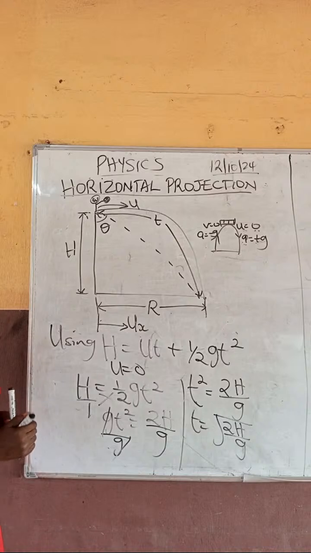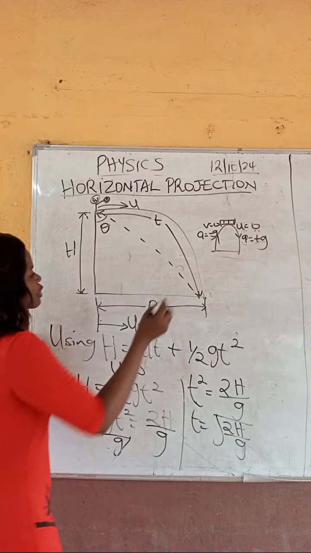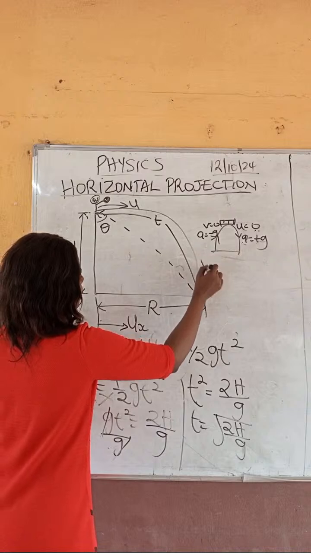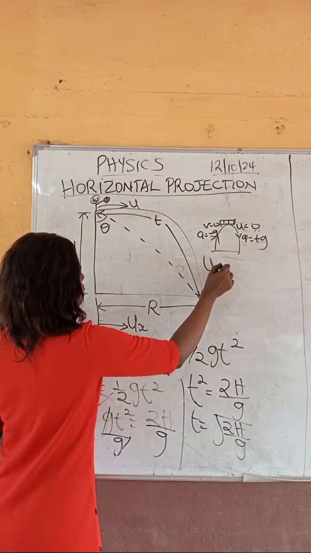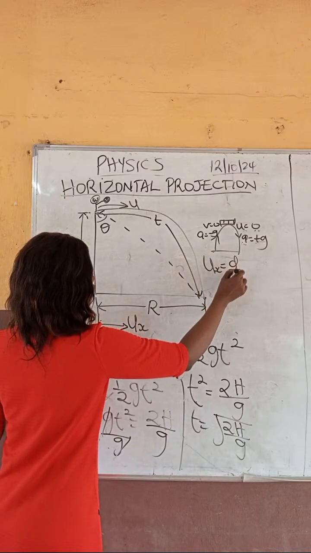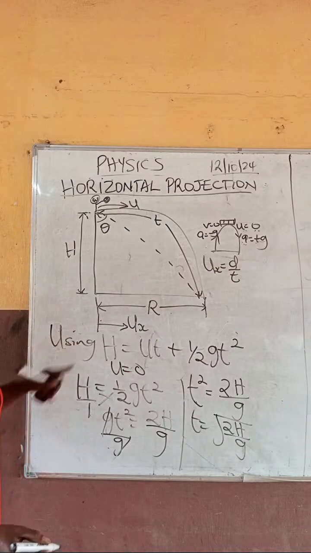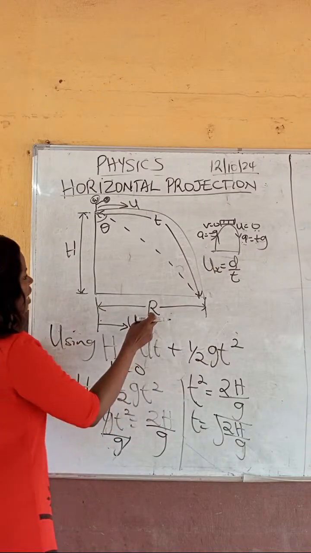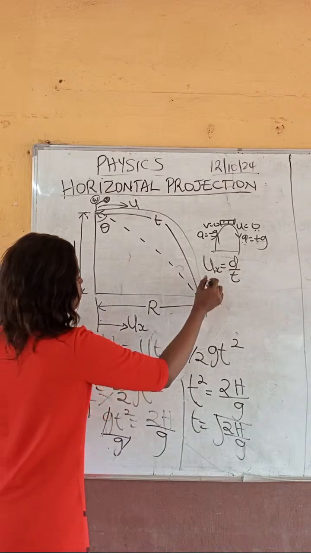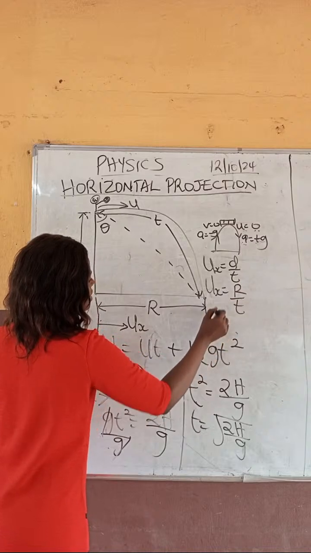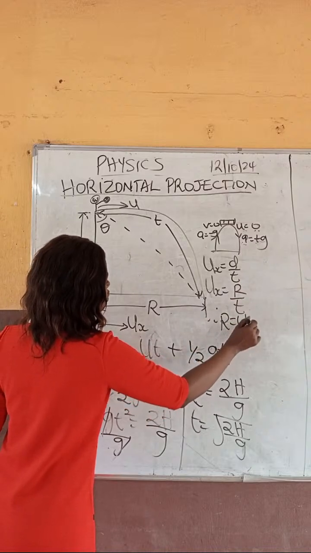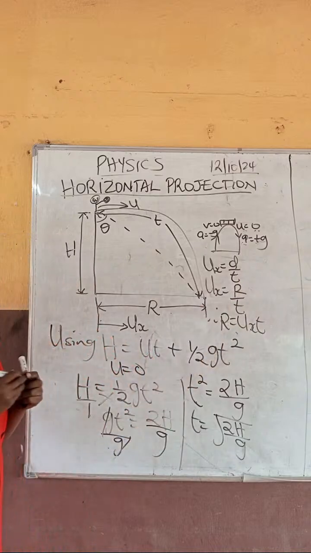Then the next thing I'm going to ask you in this horizontal projection is for you to get the horizontal distance. Now, if you know that speed, you can use u here. u is equal to distance over time, right? But the distance you are considering here is the range. So I will say u is equal to r over t. Therefore, my range is ut. Hope you understand.